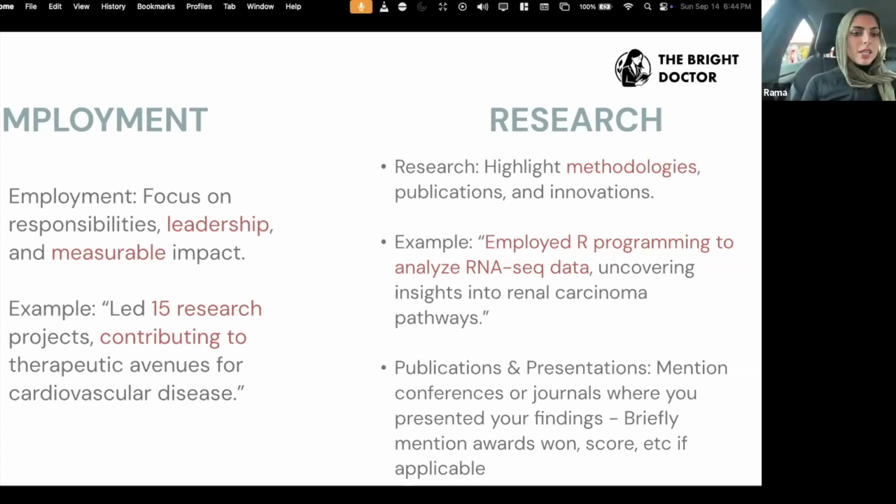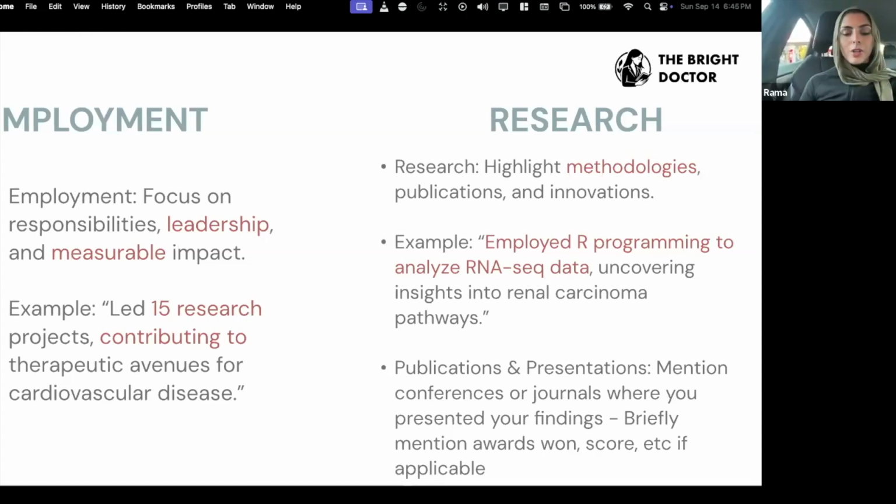So you could potentially say, I led this many projects and I ended up coming up with this for therapeutic avenues for cardiovascular disease. Even if you worked at a pharmacy, any sort of work that you did, do not discount the importance of it. All they're looking for here is that you're a well-rounded individual that is able to be trained. Because at the end of the day, medical school really is about how able you are to work with other people and learn new skills.